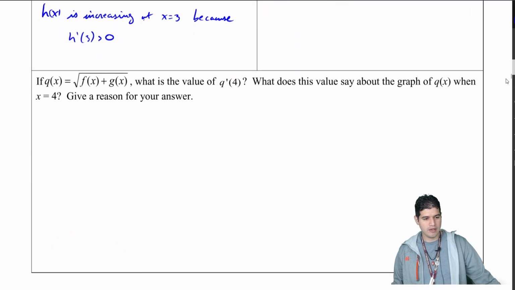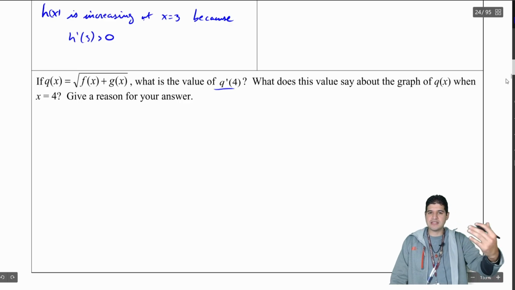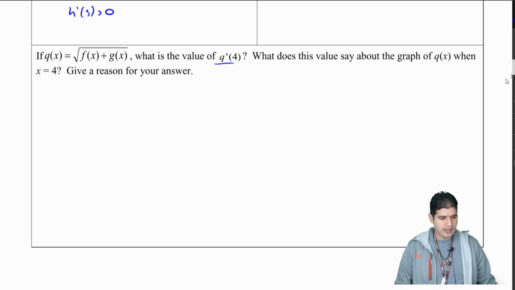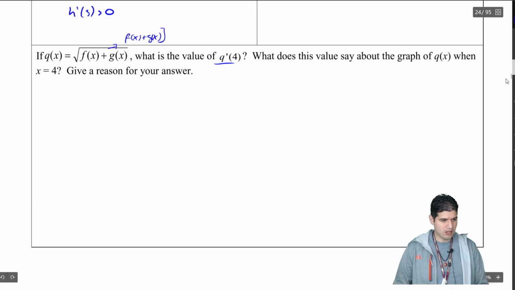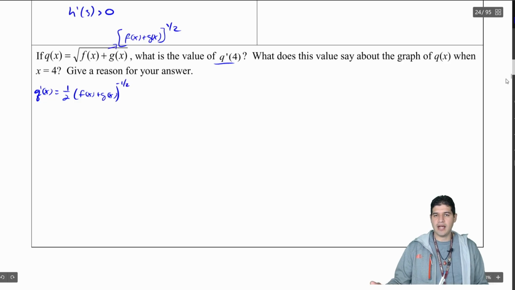We're going to do q of x is the square root of f of x plus g of x. We want to find the value of q prime of 4, and then we'll say again whether it's increasing, decreasing, or whatnot. We are going to need the chain rule here. Keep in mind that this is f of x plus g of x all to the power of 1/2. So when I find q prime of x, that's 1/2, hold on to the inside, f of x plus g of x to the -1/2 because we subtract 1, and we multiply by the derivative of the inside, which is f prime plus g prime.